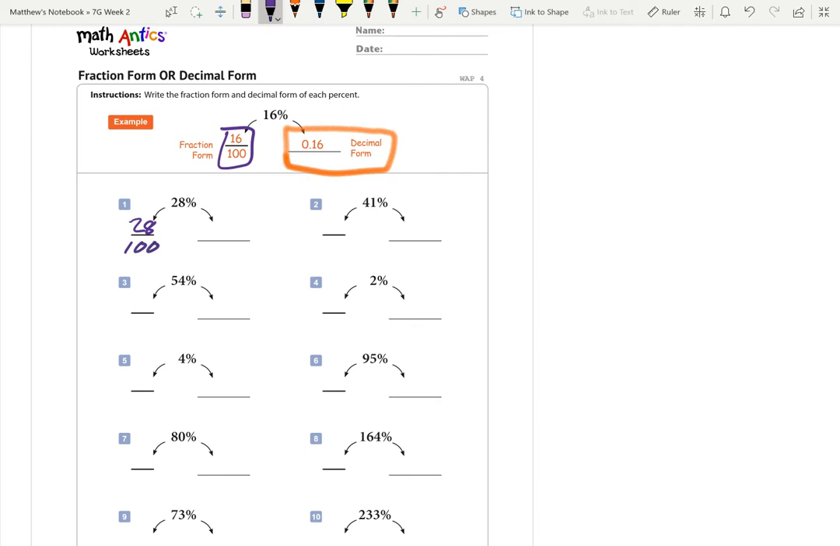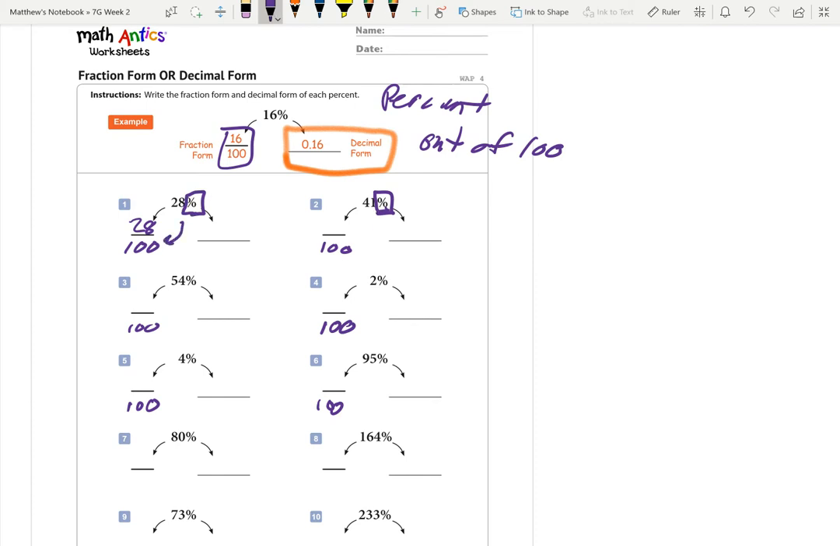And really, what are all of these going to be out of? What does the word percent mean? It means out of 100. So we're going to write 100 on the bottom here for every single one of these fractions. So we just know that that's going to be our bottom denominator. It's not going to change because percent literally means we're going to put 100 on the bottom.